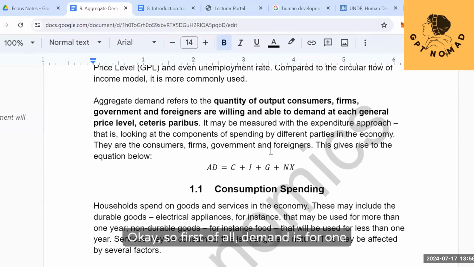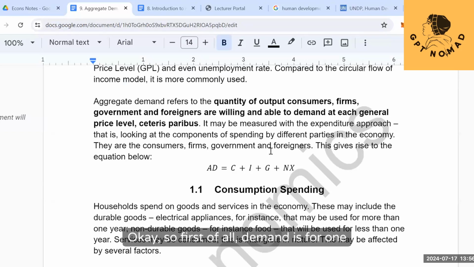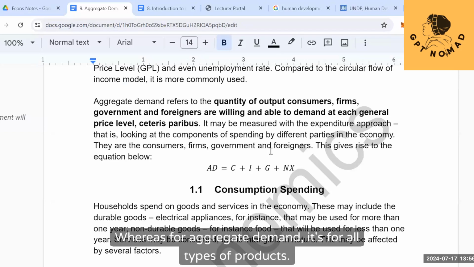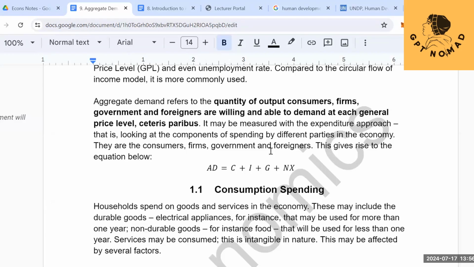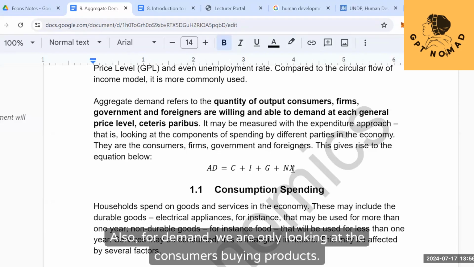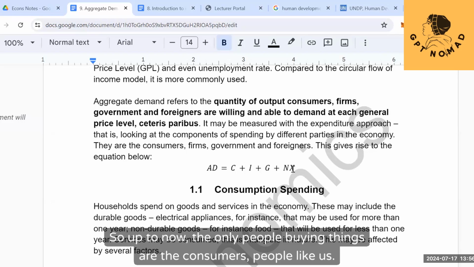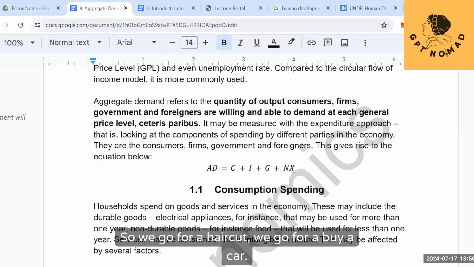So first of all, demand is for one product, whereas for aggregate demand, it's for all types of products. So it's meant to cover different sorts of goods and services. Also, for demand, we are only looking at the consumers buying products. So up to now, the only people buying things are the consumers, people like us. We go for a haircut, we buy a car. So we are the consumers, we are the only ones buying things.